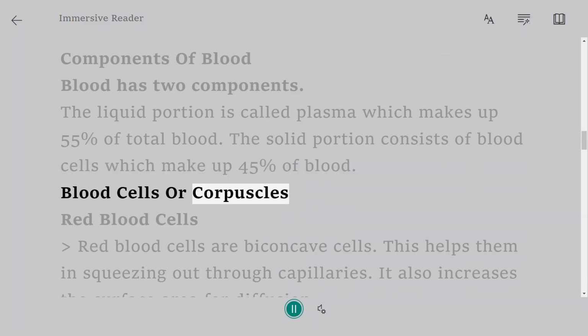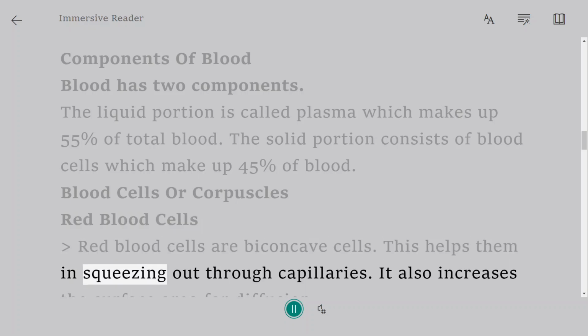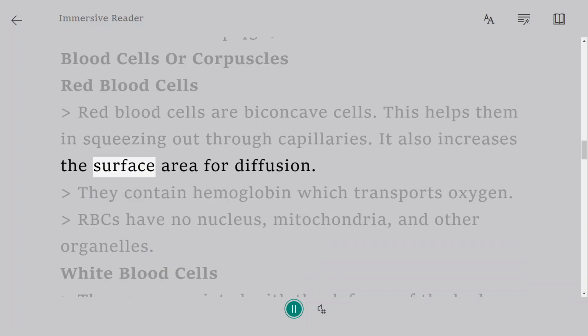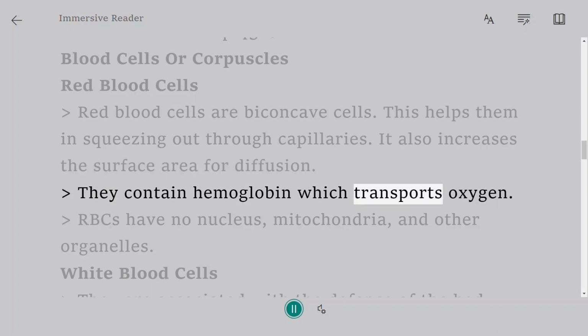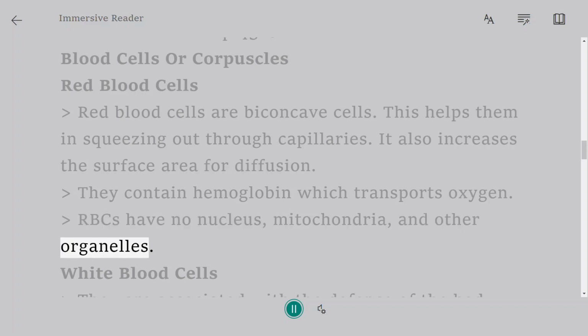Blood cells or corpuscles. Red blood cells. Red blood cells are biconcave cells. This helps them in squeezing through capillaries. It also increases the surface area for diffusion. They contain hemoglobin, which transports oxygen. RBCs have no nucleus, mitochondria, or other organelles.